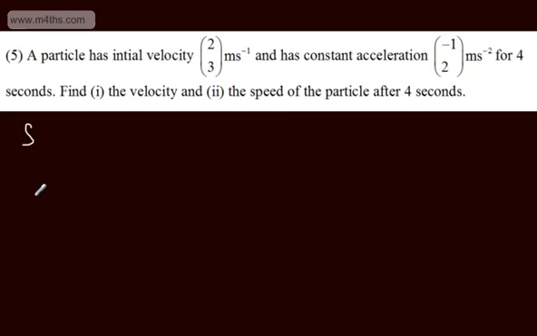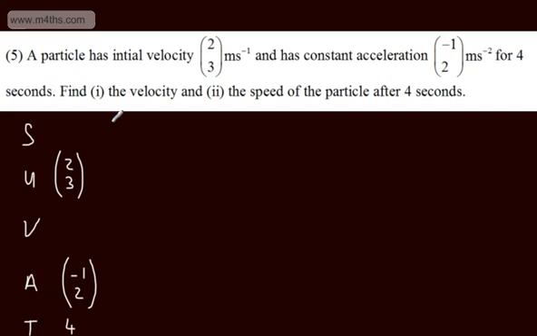So what I'm going to do is write SUVAT just here. If you haven't met SUVAT, please do go back and look at the videos on this. So what we've got then is an initial velocity, so that's 2, 3, and I like to write this in column form. Then we've got a constant acceleration, so we can use these. So we've got minus 1, 2, and we've got a time of 4 seconds.